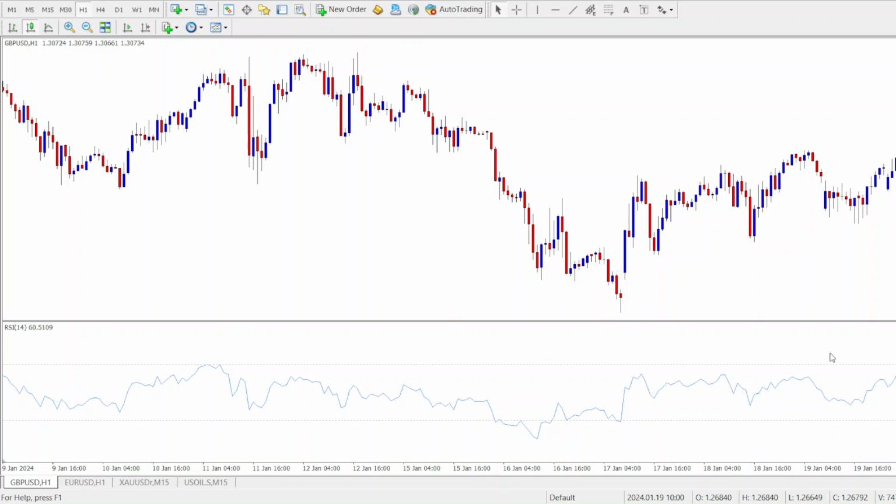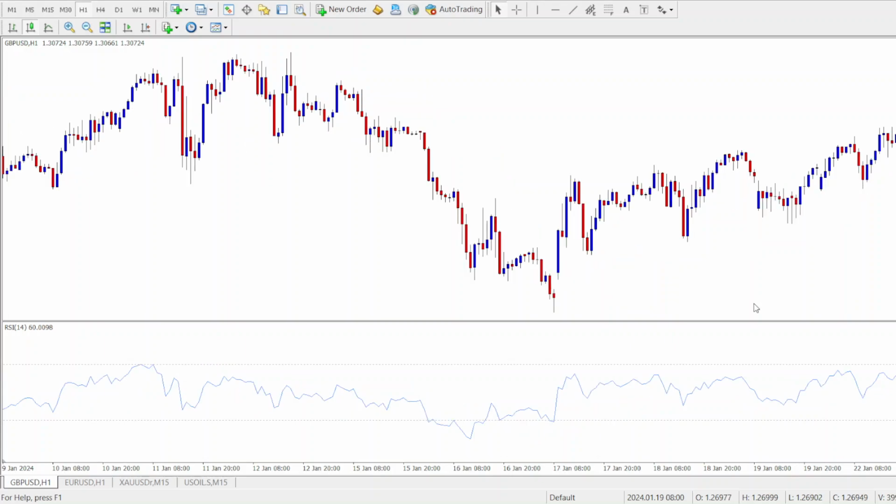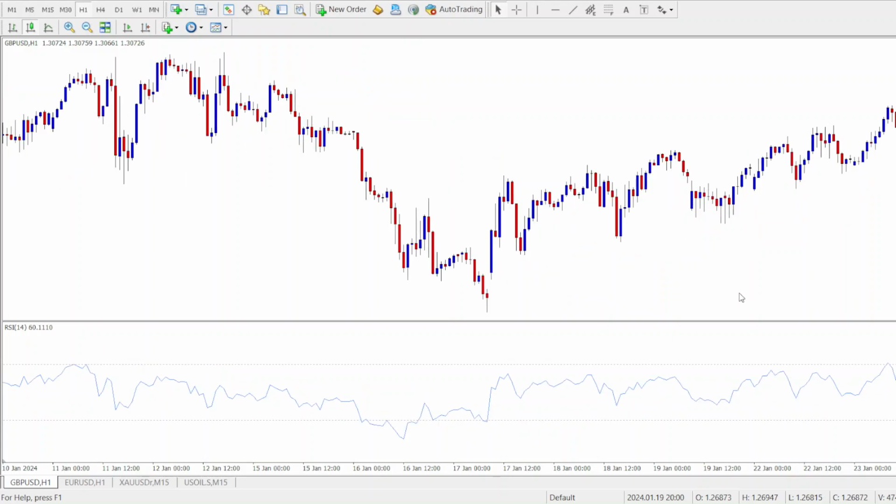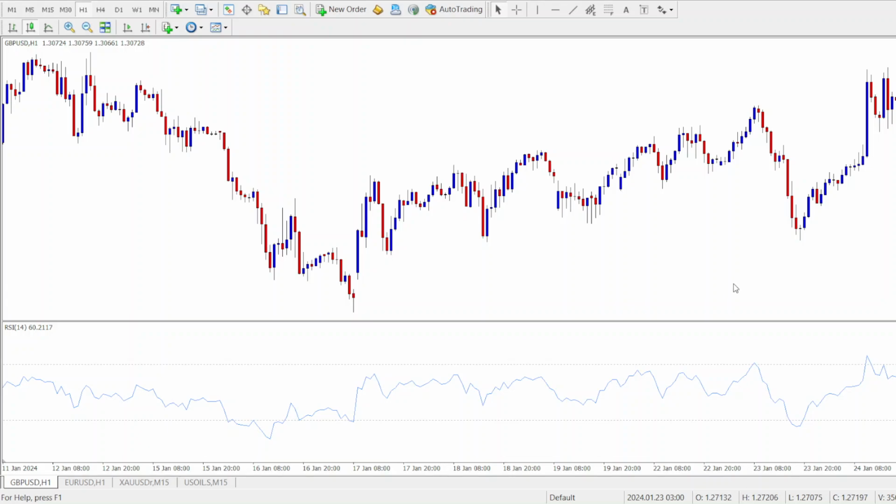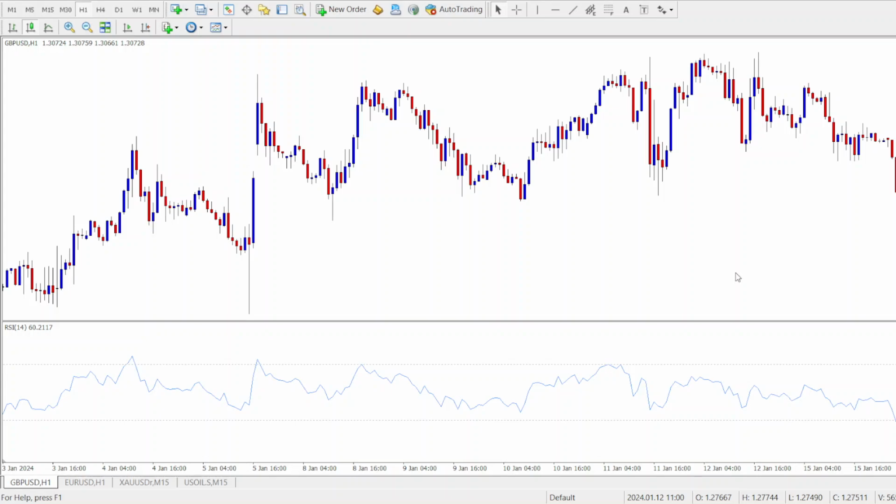Now, in terms of regular divergence, it occurs when the price is making a higher high, but the RSI is making a lower low. So let's just look for an example. When price is making a higher high, but the RSI is making a lower low. Okay, you can see this is an example here. Price is making a higher high, RSI is making a lower low.